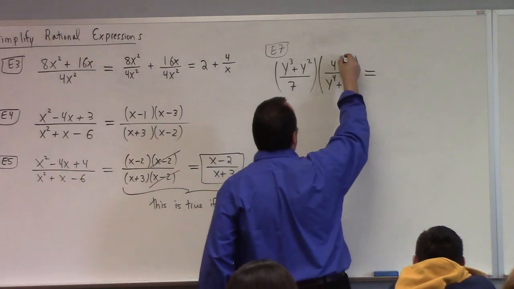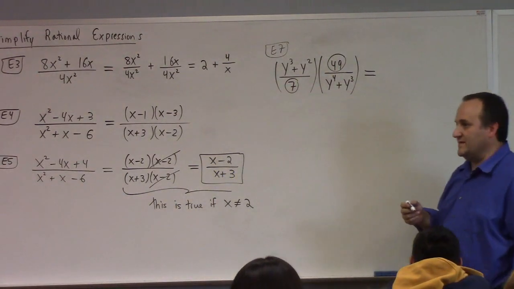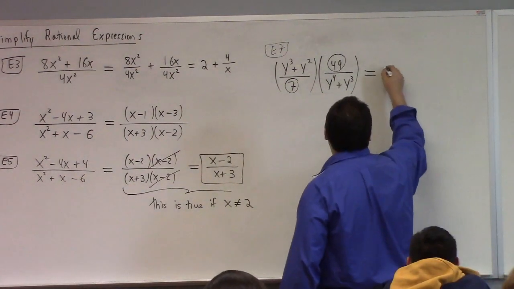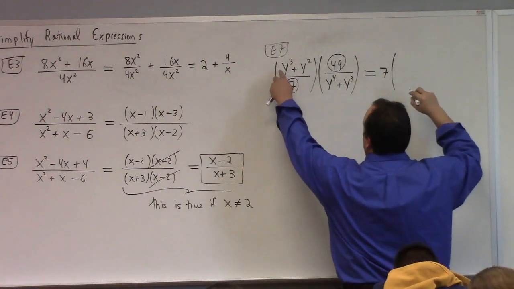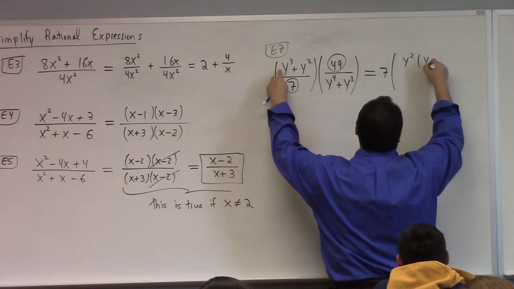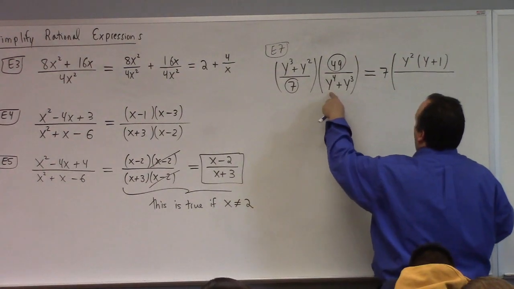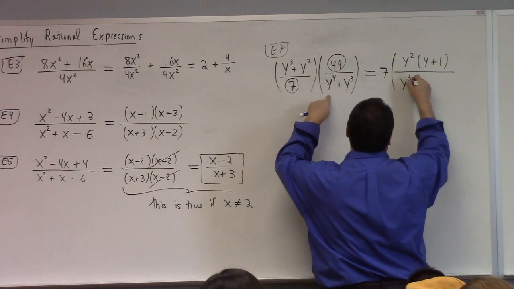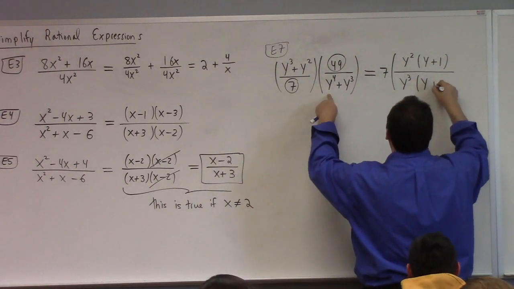How about this? See the 49 and the 7? That's just give me a what? 49 out of 7? 7. So we could just put that out front. All right. Now this, I can factor what out of this? I can factor y squared out of that. All right. And how about this? I can factor, now you guys told me to factor y cubed out of that. I agree. That gives me y cubed times y plus 1.